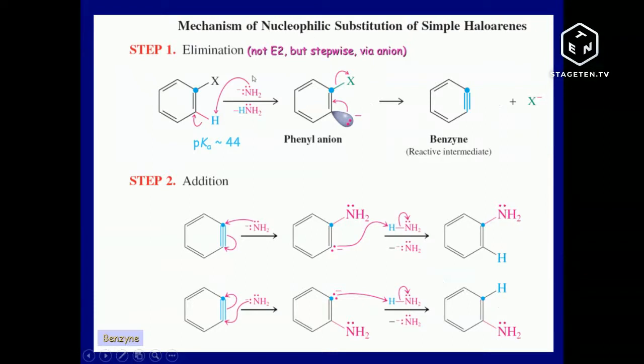So what happens here? You get your very strong base to deprotonate. Now this is a pKa of 44, so you can imagine the type of base you will need. But once you get that base, then you can remove a hydrogen, which can then kick out the chlorine to form benzyne. Once you form benzyne, then you can do normal addition. So it's an important reaction, and I would recommend that you know the mechanism, but it's highly unlikely that you will ever use this in one of your labs.